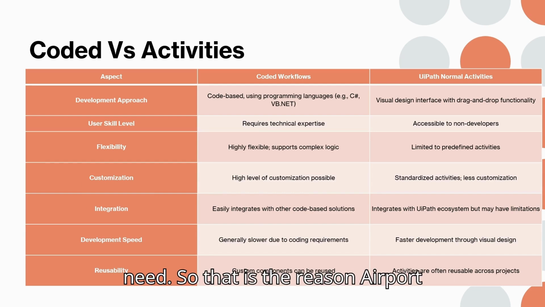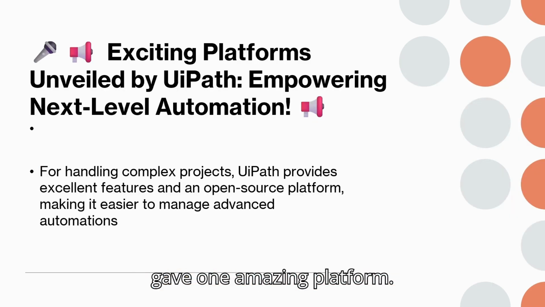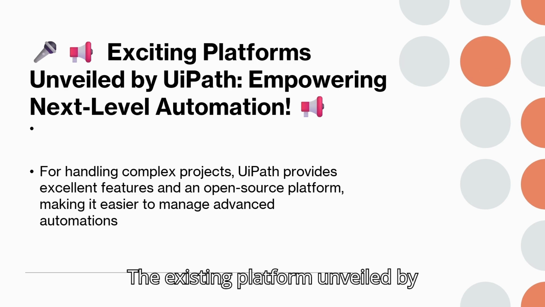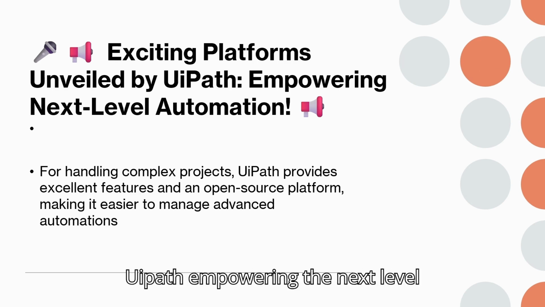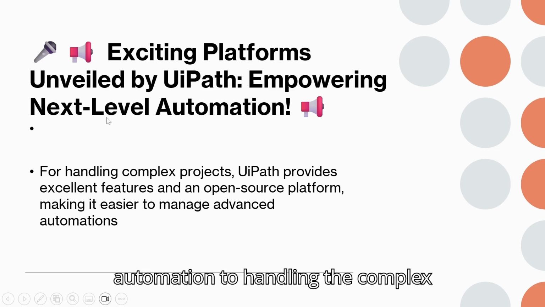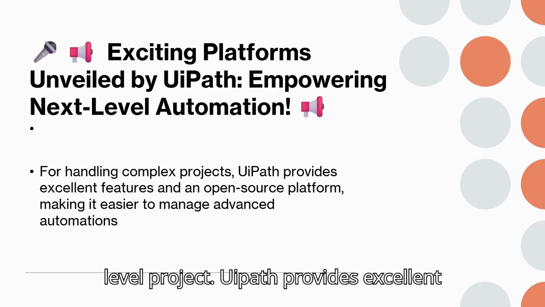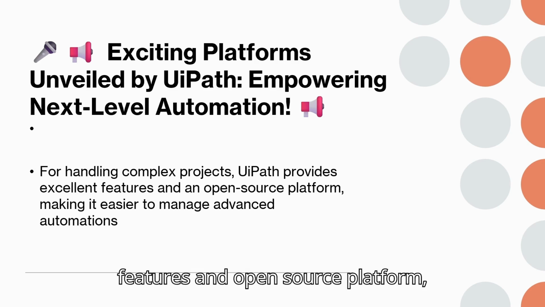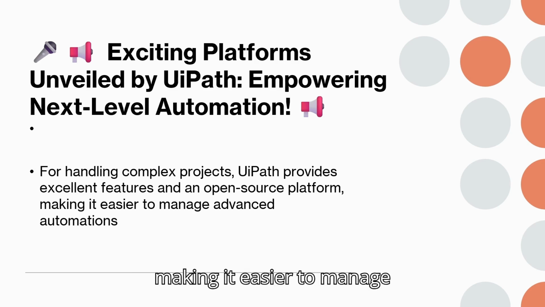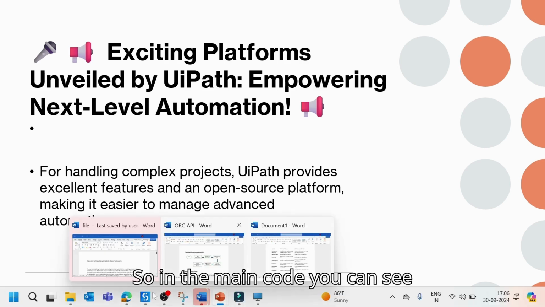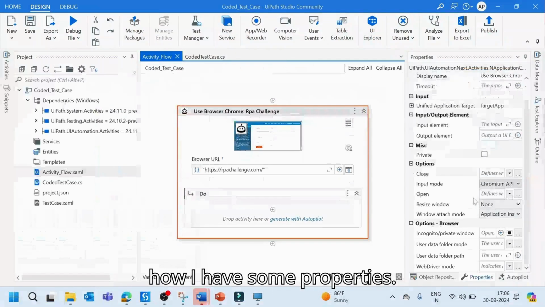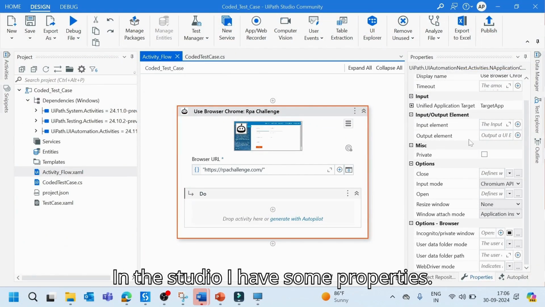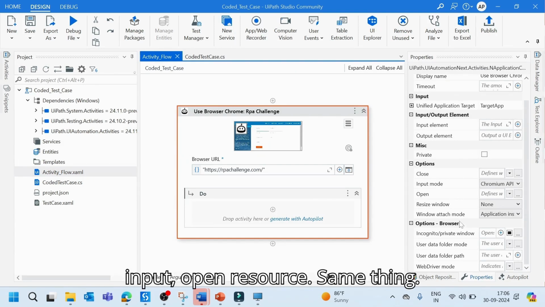So that is the reason UiPath gave us one amazing platform. This is an exciting platform unveiled by UiPath, empowering next-level automation. To handle complex-level projects, UiPath provides excellent features and an open platform, making it easier to manage advanced automation, right? So in the main code, you can see I have some properties in the studio: input element, output element, close, input, open, resize.